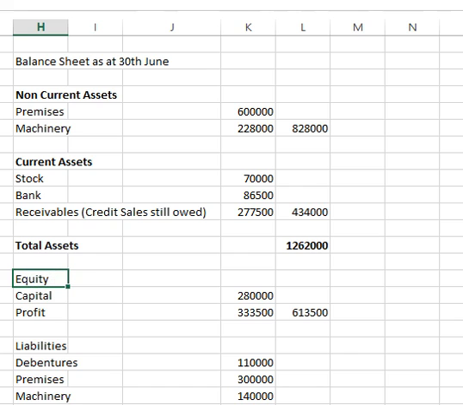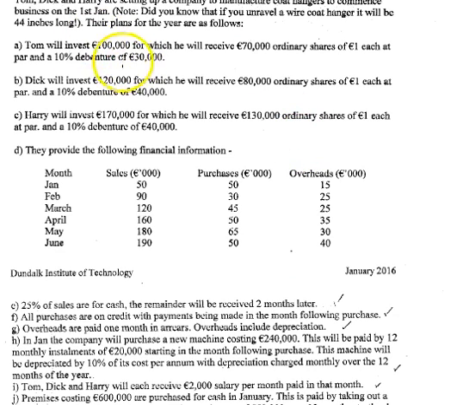The next item on our balance sheet is looking at equity, and within equity we're going to take the capital, and the capital is what has been introduced by the three investors. We have a total of 280,000, but if we have a look at the question to see where that 280 came from. Tom invested 100,000, for which he received 70,000 ordinary shares. So we have 70,000 in relation to capital for Tom.